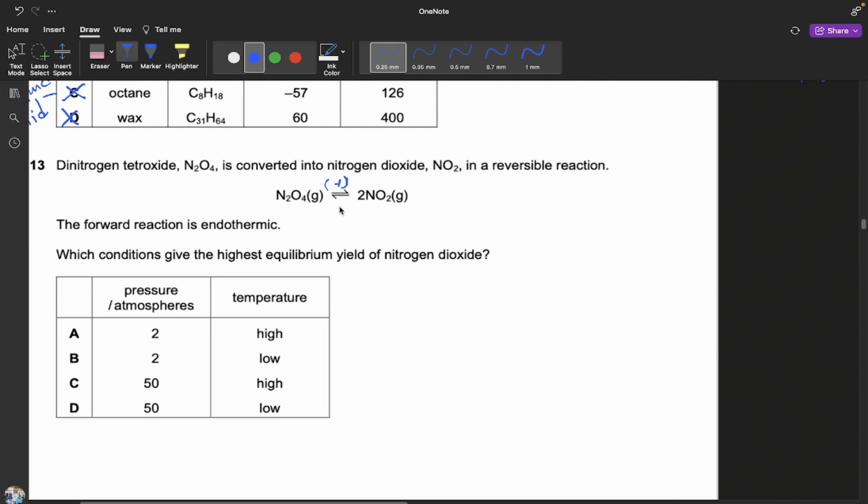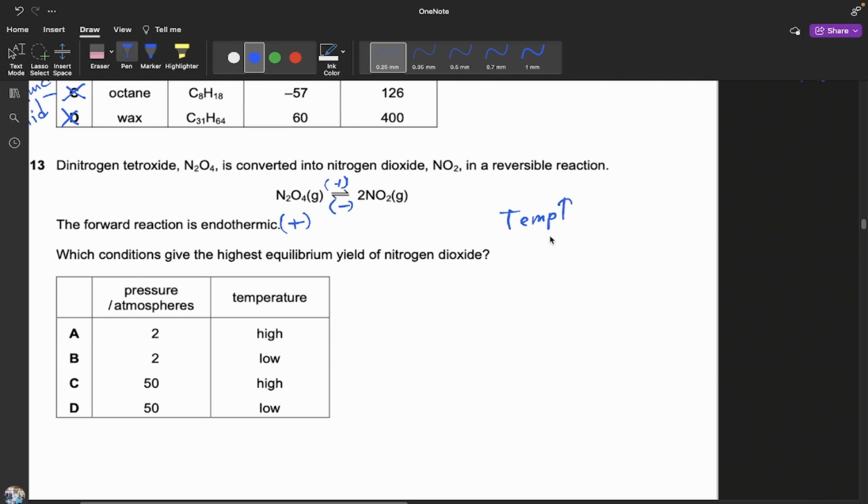And the reverse reaction is exothermic. Okay, the sign of endothermic is plus, don't be confused. So let's say the forward reaction is endothermic. When we increase the temperature, what happens to the favorability of the reaction in the forward direction? It increases. Okay, the equilibrium always tries to work against the change.